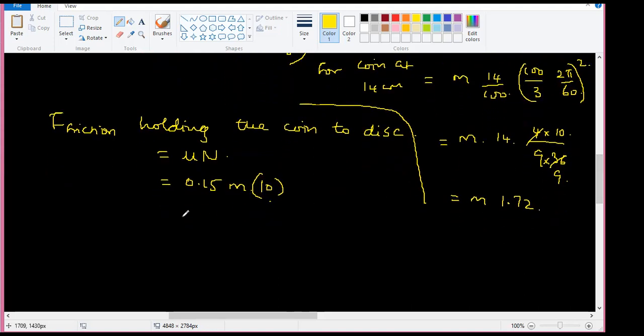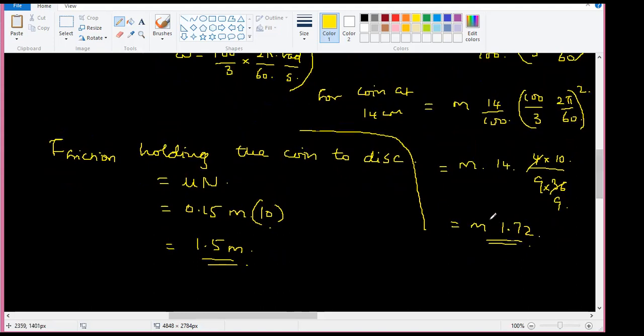So now if I do this math, it will be about 1.7 m. Everyone listen carefully. The force on the coin for it to go around the circle is this much, whereas the friction available is only 1.5 m. So this is what is provided, and this is what is required. The required value is more than what is provided. So what will happen? What do you think?